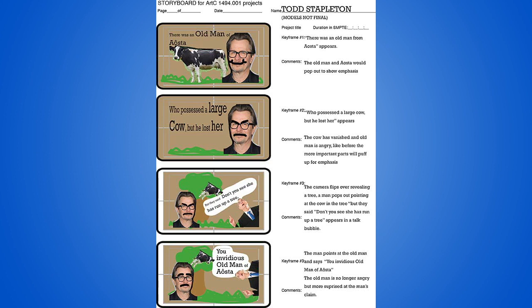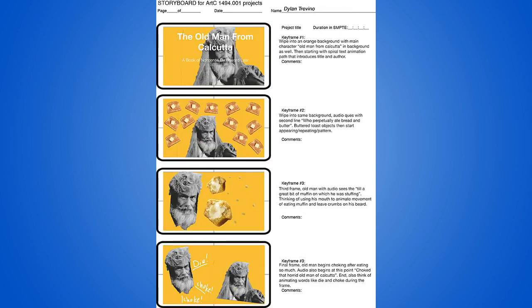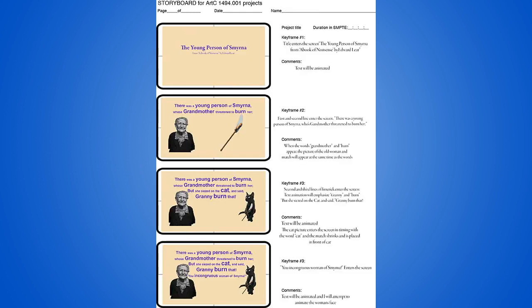And the old man from Calcutta, who's got his bread and butter and a muffin. He chokes to death on his muffin. Very nice. And the old man is a very interesting old man, so very nicely done. And Kelly's, the young person of Smyrna, one of my favorites, with the cat. So very good, very good. So these are all good examples of storyboards. So I look forward to getting more storyboards from the people who were not able to hand in storyboards.